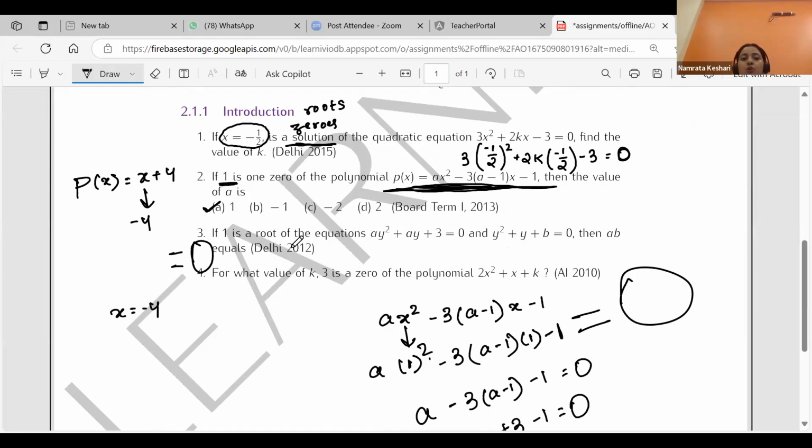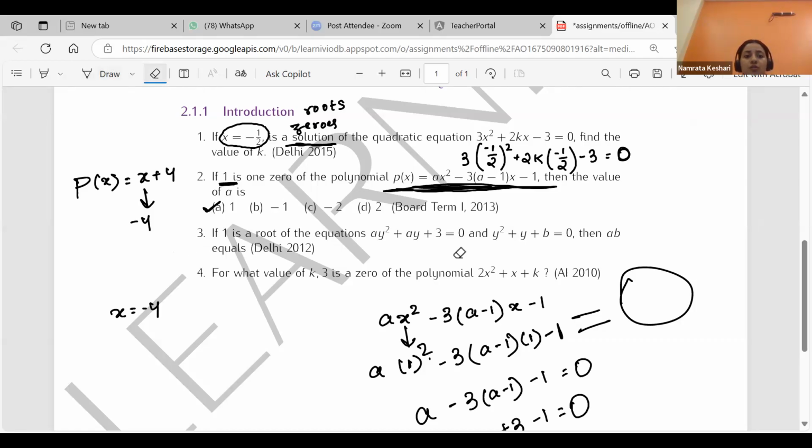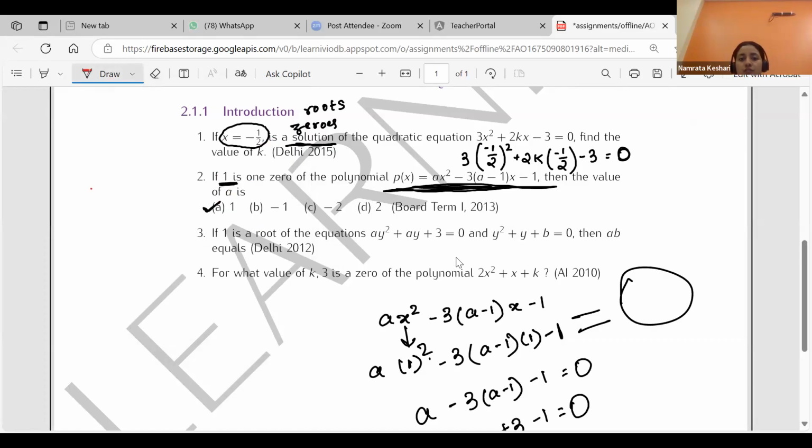Next, if 1 is a root of the equation. I said root, zero, solution, these are the same thing. Got it? Yes, ma'am. So if 1 is the root of this equation, ay square plus ay plus 3, 1 is what? Root of this equation. That means zero of this equation. And this one as well. Then if 1 is the root or 1 is the solution, we can substitute 1 at the place of y, and equals 0 is there. Great.